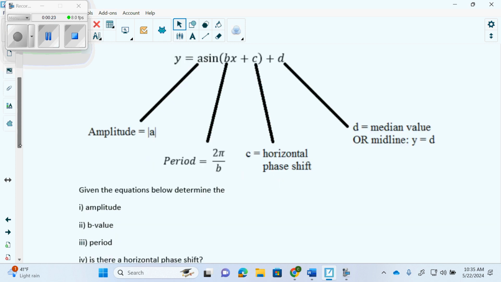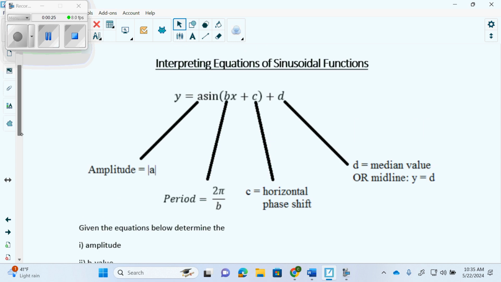All right. This gives you little cheats on how to get your amplitude, period, if there is a horizontal phase shift, median value, or midline. So amplitude, we talked about this yesterday, correct? We'll talk about the period of graphs after this, but we're just going to hit up this first. So the amplitude is the absolute value of A.